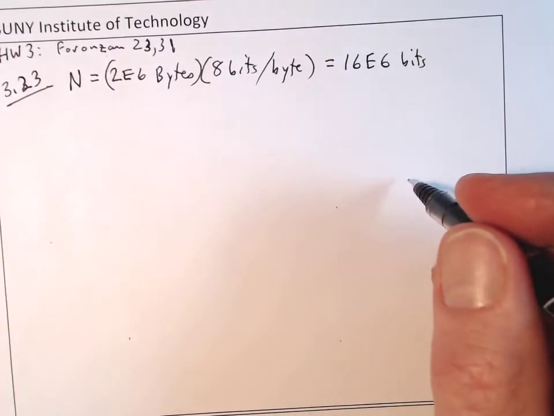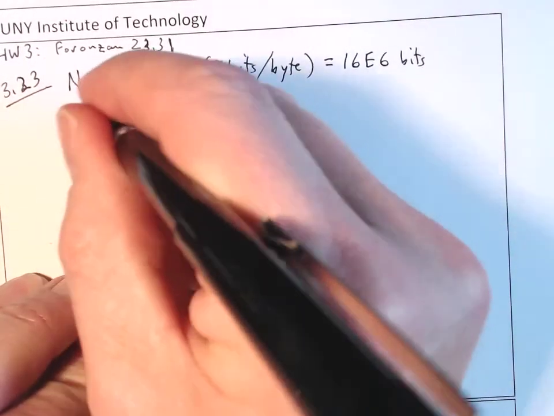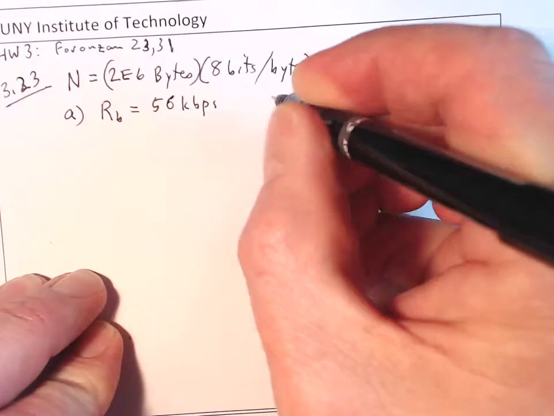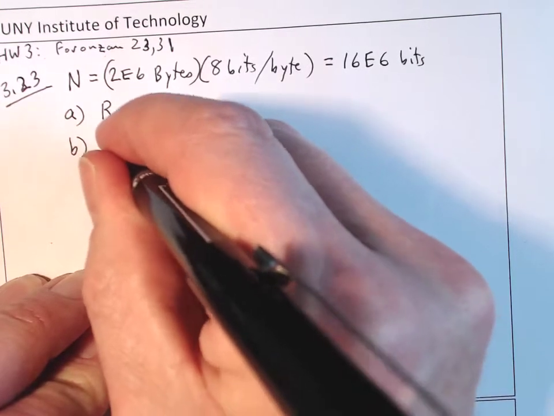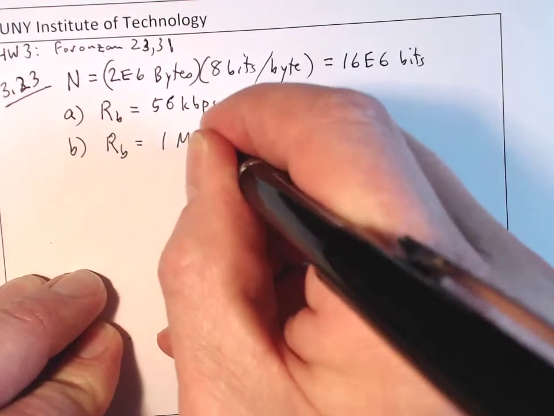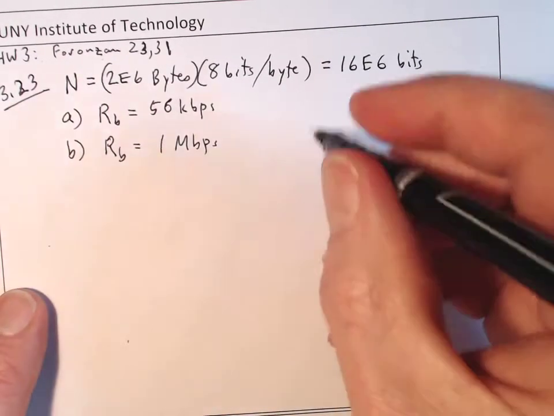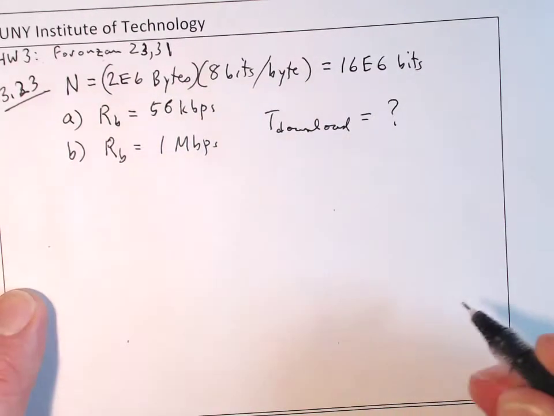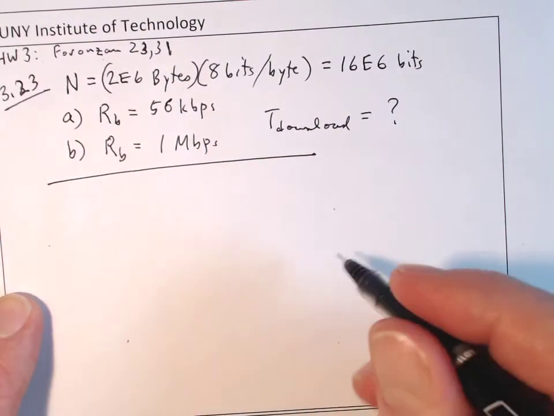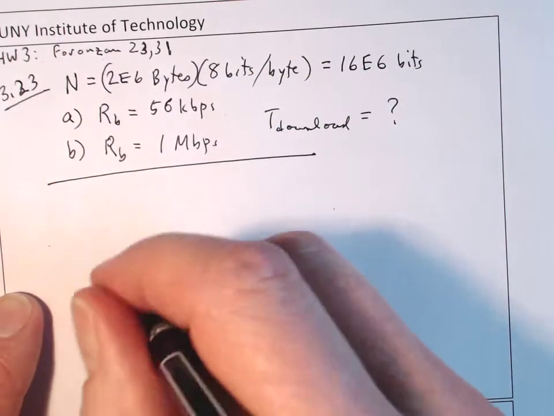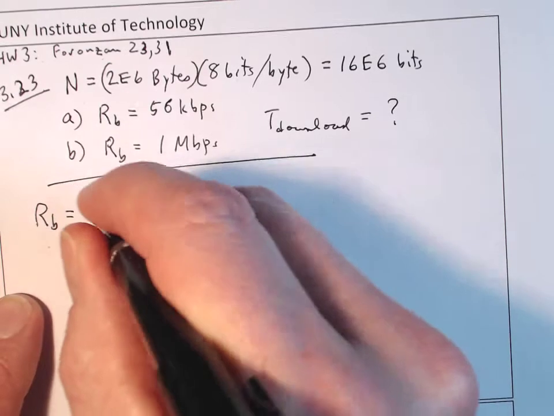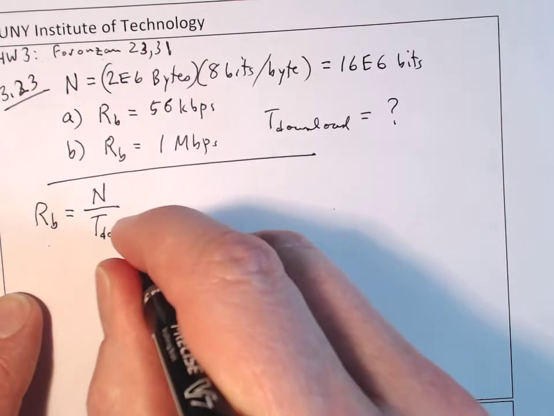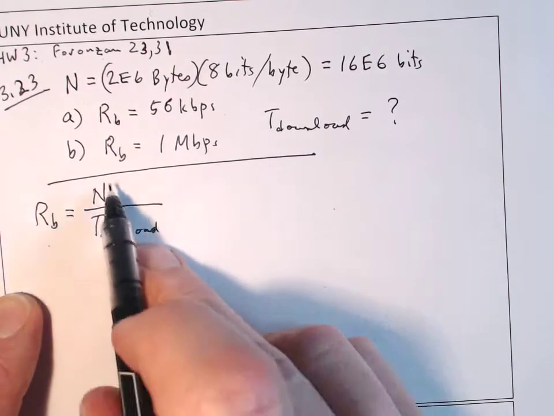Then for part A, the bit rate is 56 kilobits per second. And for part B, the bit rate is 1 megabit per second. And so the question is, T download is equal to what? This is very straightforward. N is the number of bits, and the bit rate is the number of bits divided by the time it takes to send or download that number of bits.